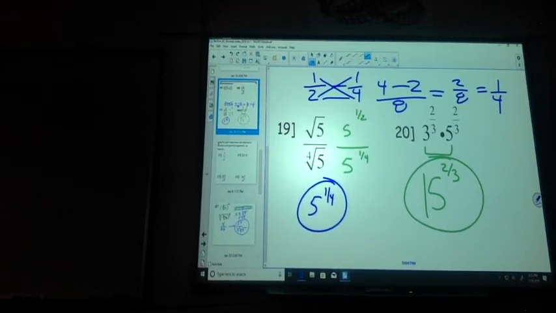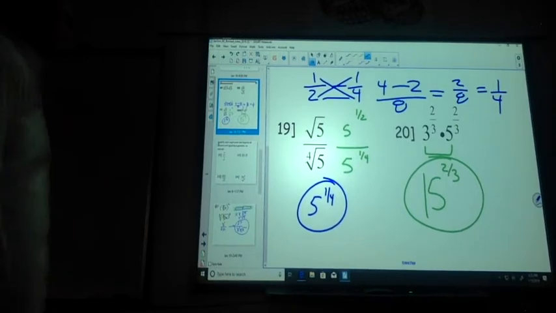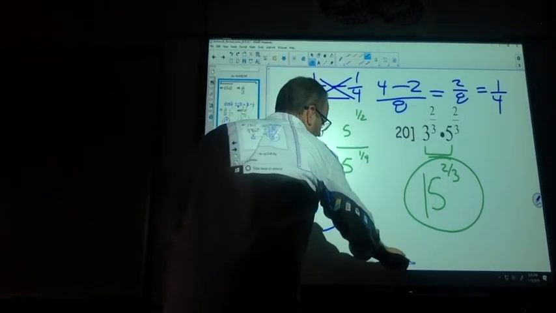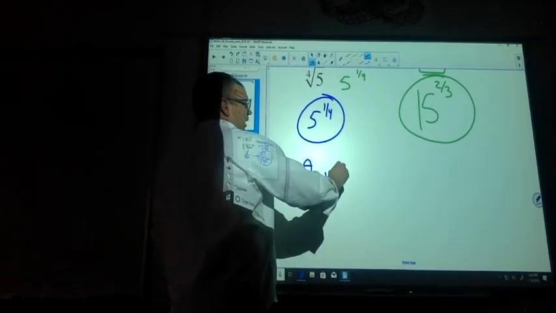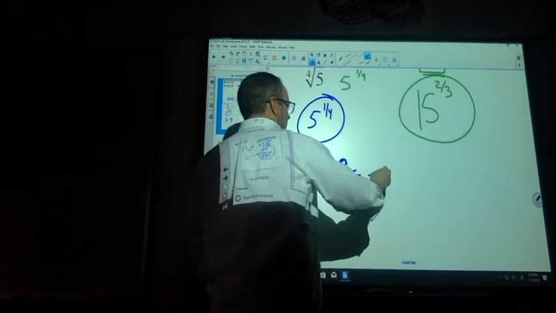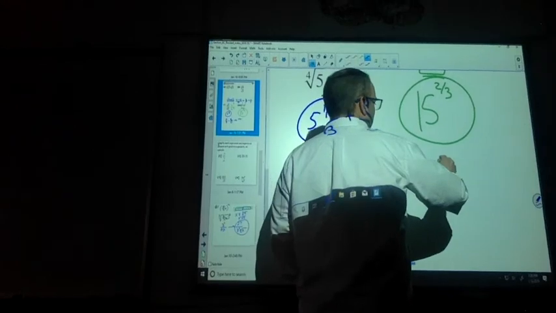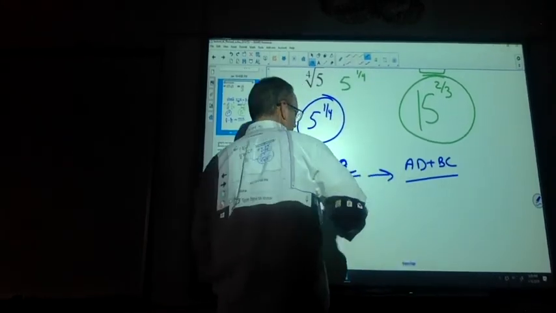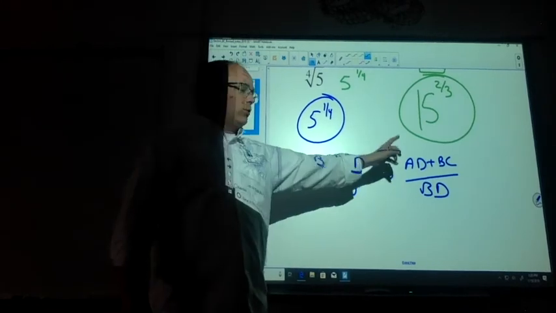You drew an X and a dash and everything. For those of you interested in the actual math behind it, it's A over B, and if I made it plus, and that's C over D, you'd make it A times D plus B times C over B times D. And it works with subtraction as well. You just change that to a subtraction.